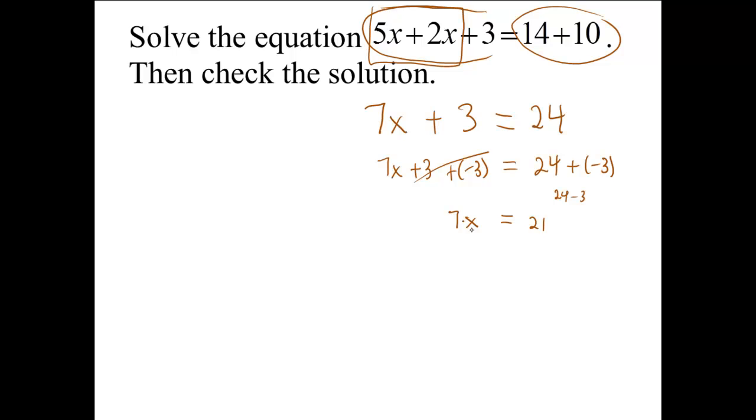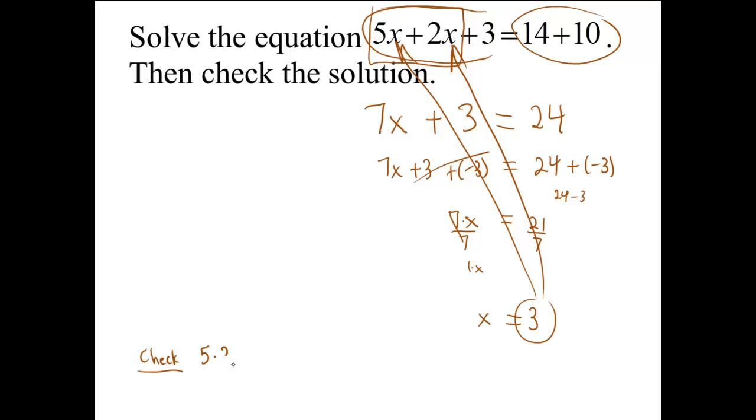And finally, we have multiplication by 7, which we undo by dividing both sides by 7. 7 divided by 7 is 1. 1 times x is more simply written as x. x equals 21 divided by 7, which is 3. We're going to put this 3 wherever we see an x.